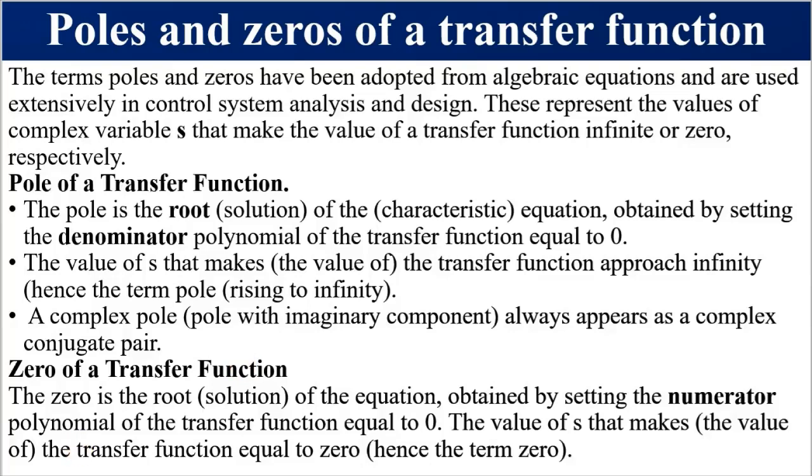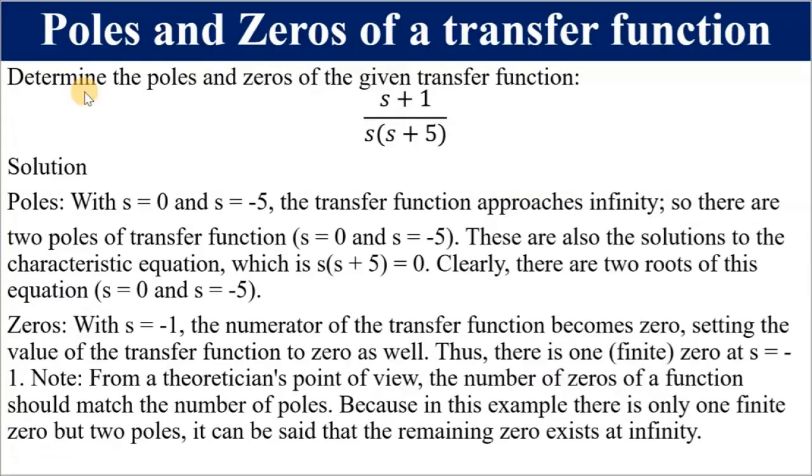Let's see, it will become clear. Worked example: determine the poles and zeros of the given transfer function (s plus 1) divided by s(s plus 5). We will start with the denominator. So we say s(s plus 5) is equal to 0. For that to be equal to 0, either s has to be 0 or s plus 5 must be equal to 0. This means that s is equal to 0 and s is equal to minus 5. You are done insofar as calculating the poles is concerned.